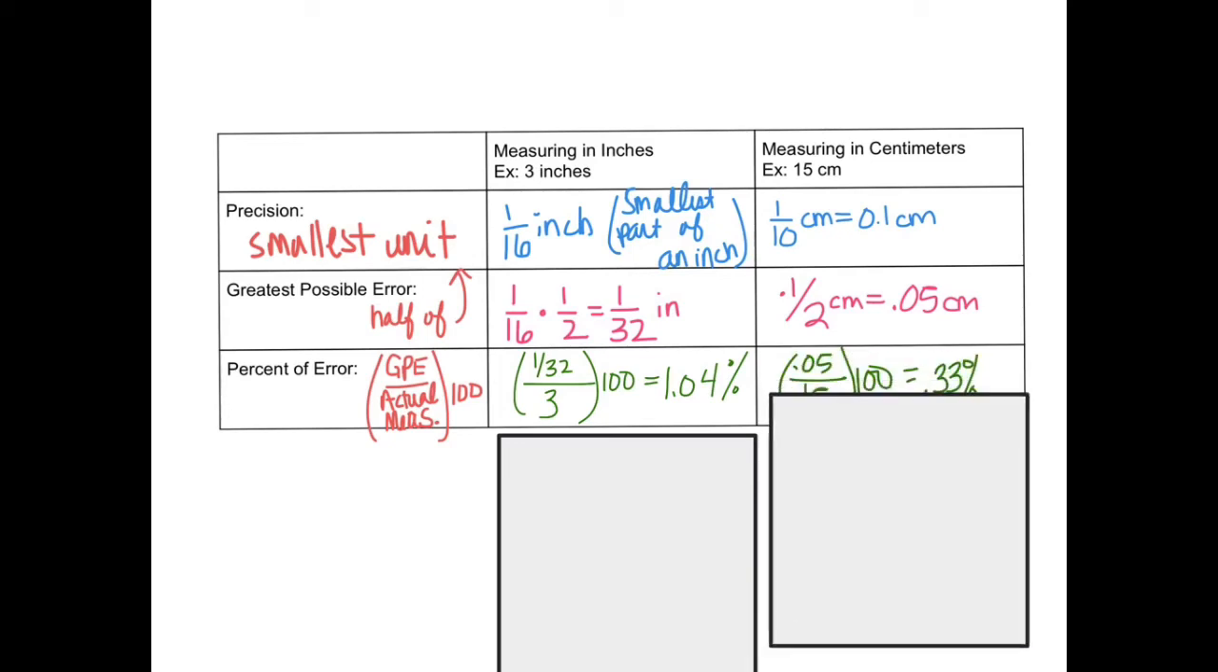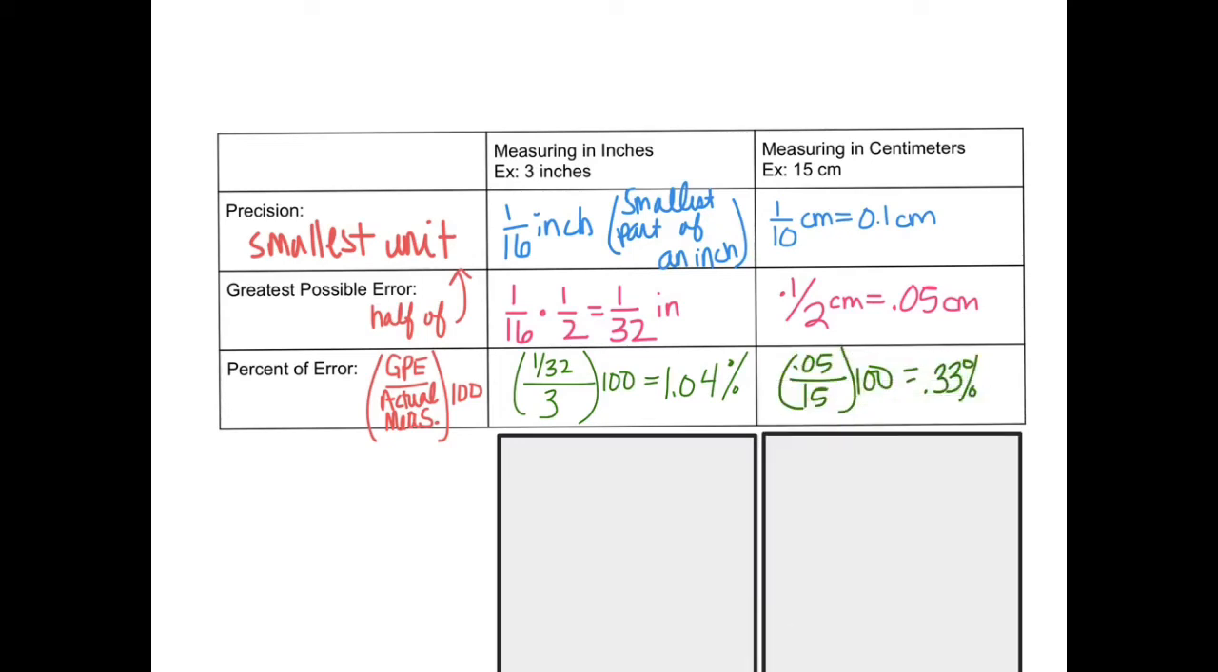But then this is when we finally get to take that 15 centimeters into consideration. We take that GPE of 0.05, we divide it by the actual measurement that we measured. We're pretending here that we measured something 15 centimeters long, multiplying that division by 100 to turn it into a percent, and it's 0.33%. It's not 33%, it's 1/3 of a percent. It's 0.33%.